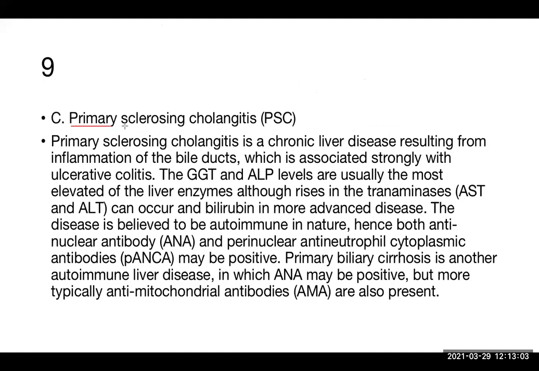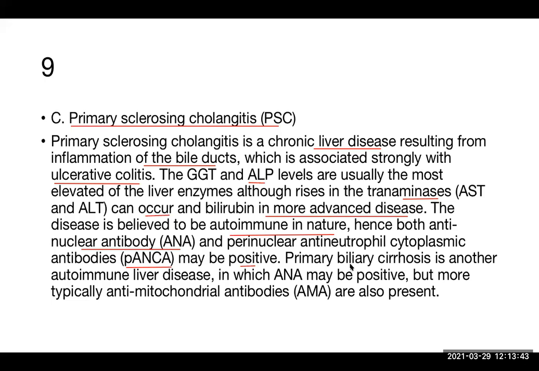Let's utilize this opportunity. This is a chronic liver disease resulting from inflammation of the bile duct, which is associated strongly with ulcerative colitis. The gamma glutamyl transpeptidase and alkaline phosphatase levels are usually the most elevated of the liver enzymes, although rises in transaminases like AST and ALT can occur, and bilirubin in more advanced disease. The disease is believed to be autoimmune in nature, definitely. Hence, both anti-nuclear antibody and P-ANCA may be positive.